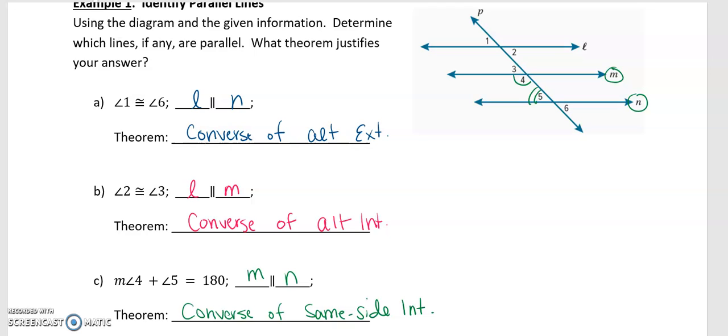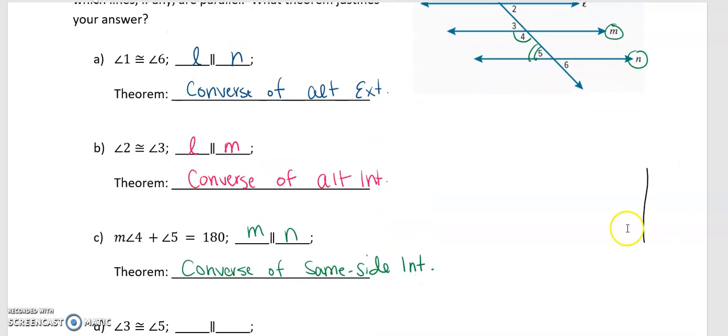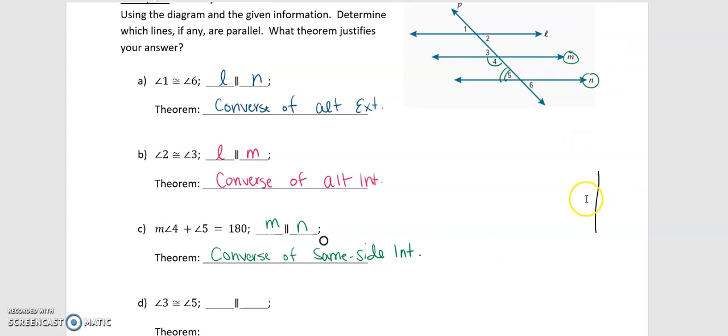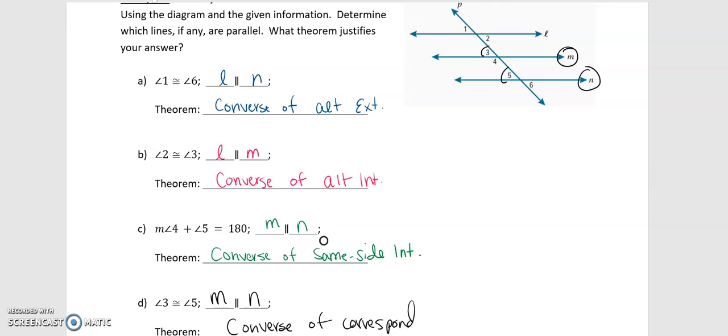And then we have 3 and 5. Let me get rid of my green markings first. There we go. So 3 goes alongside M, and 5 goes alongside M, so M and N would be parallel, and those are corresponding, so the converse of corresponding angles would prove that those lines are parallel.